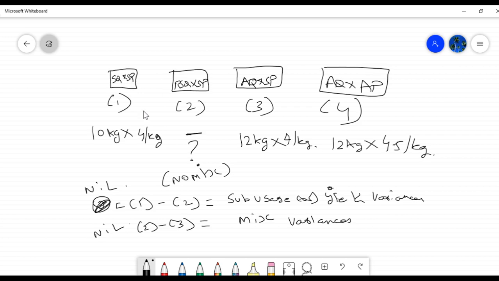So 10 kg into 4 rupees per kg equal to 40 rupees. 12 kg into 4 rupees is 48 rupees. Then 12 into 4.5 will give you how much? 48 plus 6, 54.